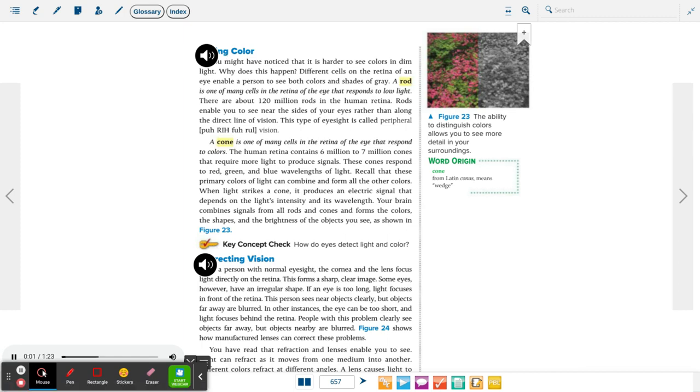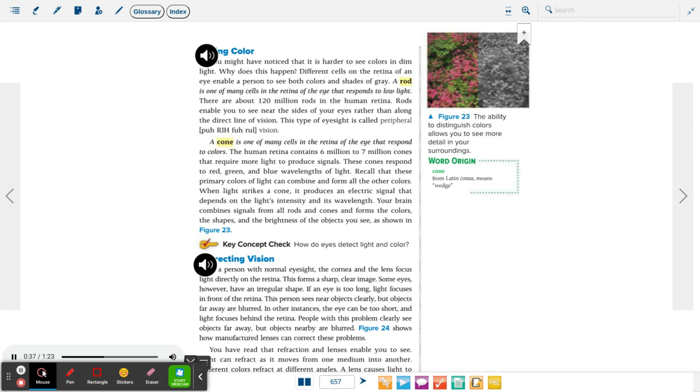Seeing color. You might have noticed that it is harder to see colors in dim light. Why does this happen? Different cells on the retina of an eye enable a person to see both colors and shades of gray. A rod is one of many cells in the retina of the eye that responds to low light. There are about 120 million rods in the human retina. Rods enable you to see near the sides of your eyes rather than along the direct line of vision. This type of eyesight is called peripheral vision.